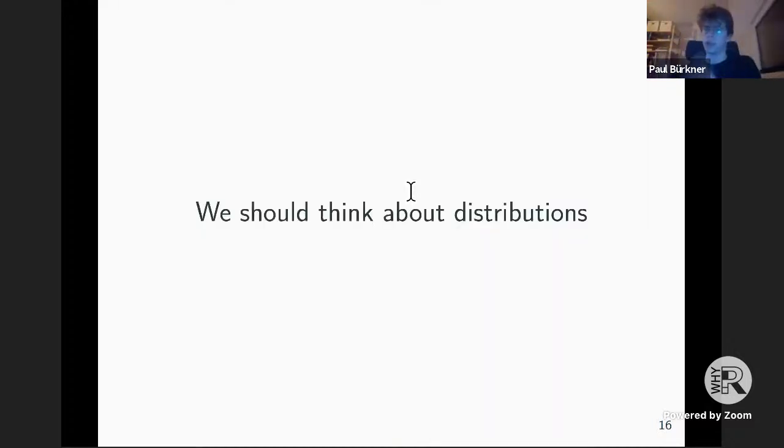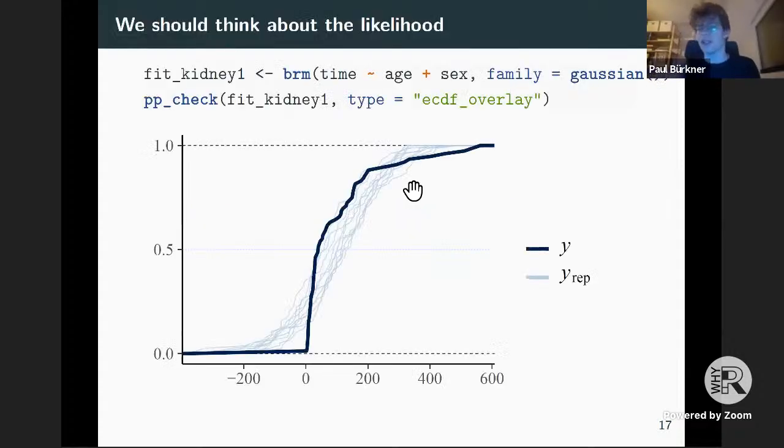So we have thought about the data structure. Let's think about distributions. In Bayesian statistics, everything has a distribution because every uncertainty is expressed using probability. So we really need to think about distributions everywhere. One place where we're going to think about the distribution is the likelihood, that is the probability distribution of the data given the parameters. And here I'm using another example.